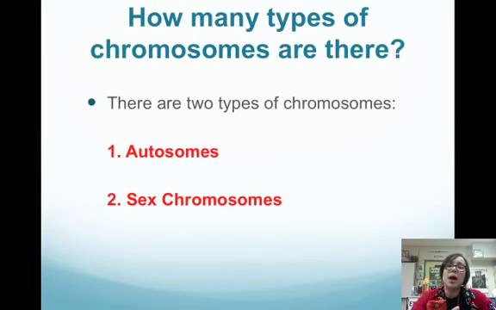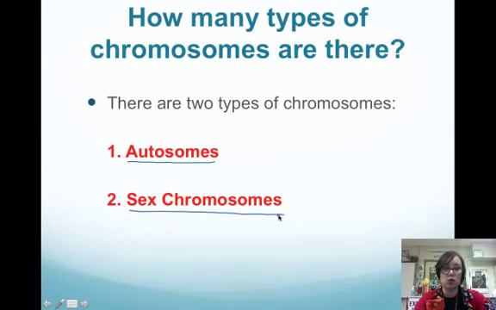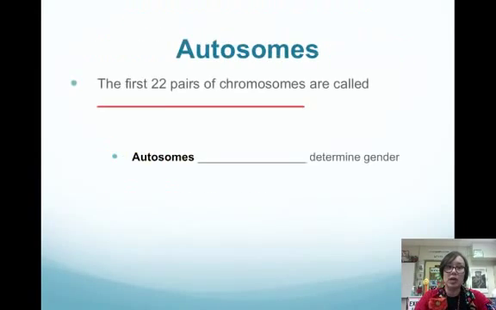Next thing that we're going to talk about are the different types of chromosomes, because there are different types of chromosomes that control different things in the body. The two types of chromosomes that you're responsible for knowing in our class are autosomes, as well as sex chromosomes. And we're going to talk about each one of these types separately. So let's talk about autosomes first.